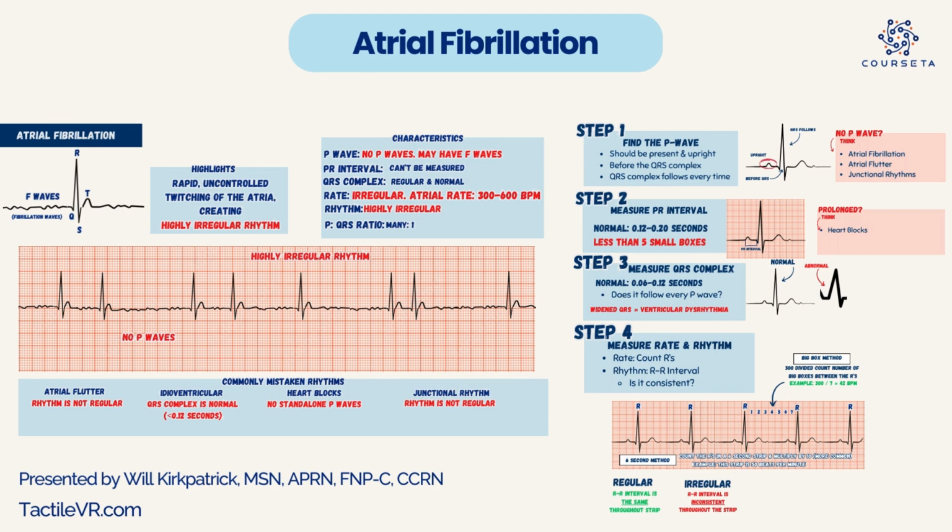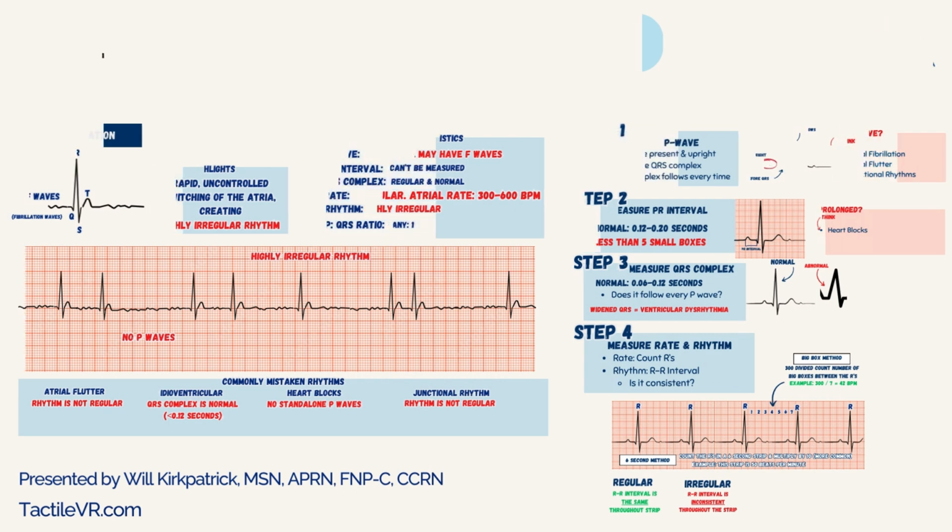Now let's measure the rhythm. Try to measure the R-to-R intervals. Every single one of those is not going to be the same, and you don't have any P waves. So what are those characteristics? No P waves. You may see F waves, and it's highly irregular. That's your atrial fibrillation.